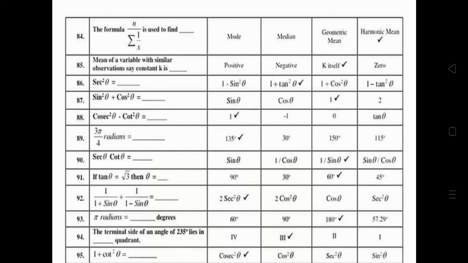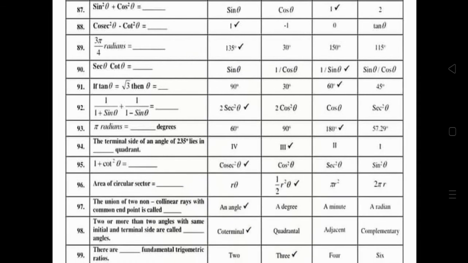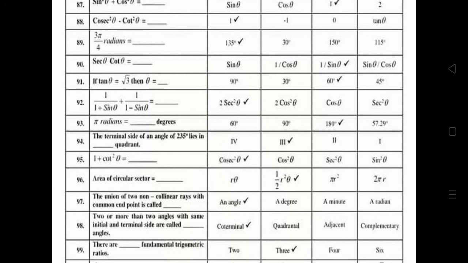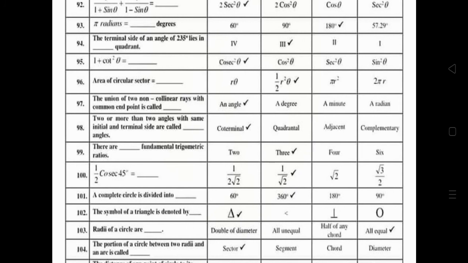The terminal side of an angle of 235 lies in third quadrant. 1 plus cot square theta is equal to cosecant square theta. Area of circular sector is 1 over 2 r square theta. The union of two non-collinear rays with common end point is called an angle. Two or more than two angles with same initial and terminal sides are called coterminal.